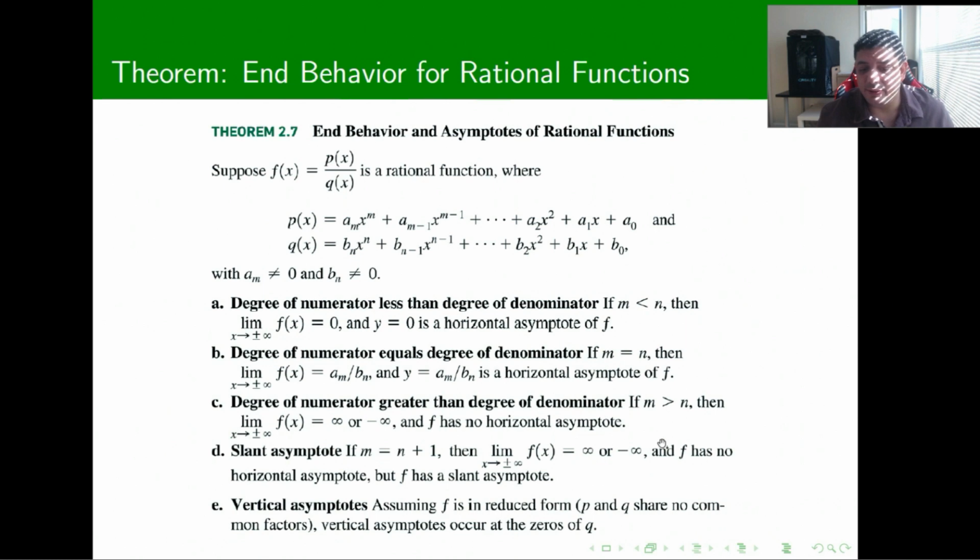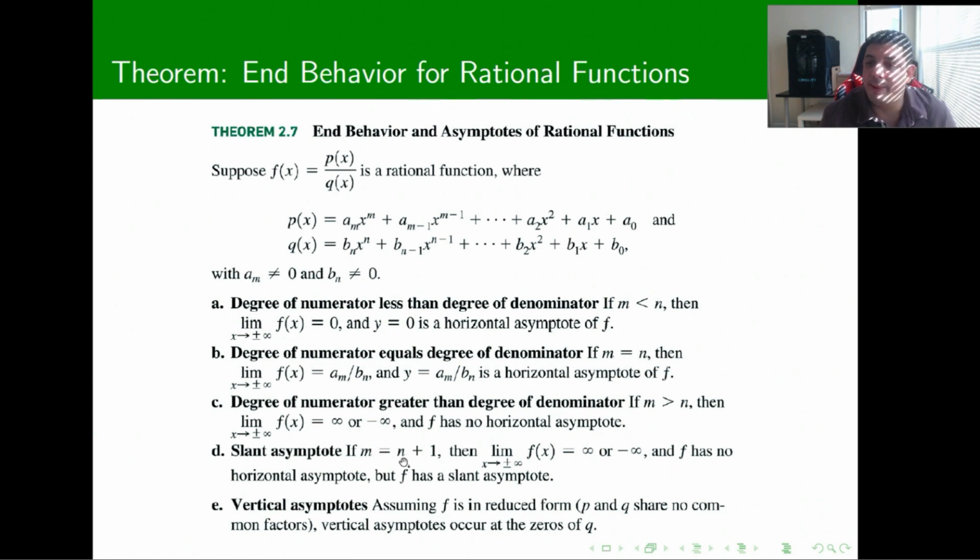Now, if the degree of the numerator is greater than the denominator, so the top is bigger than the bottom, then very quickly that's going to go either to infinity or to minus infinity, and we don't have a horizontal asymptote.